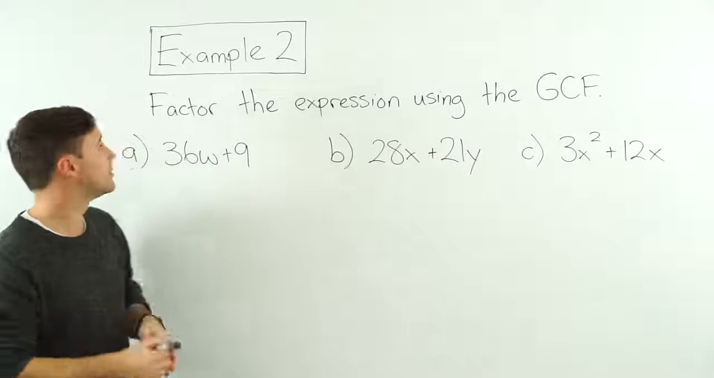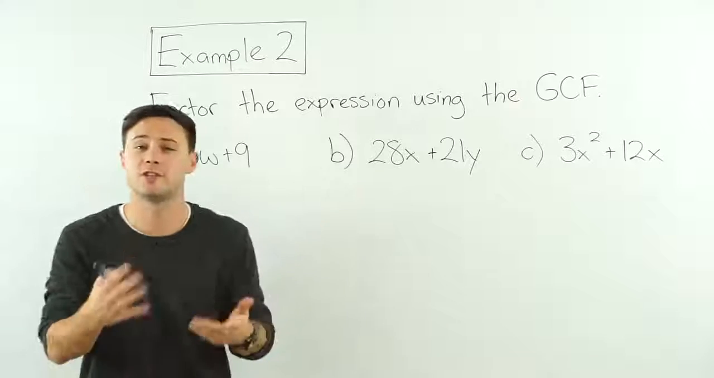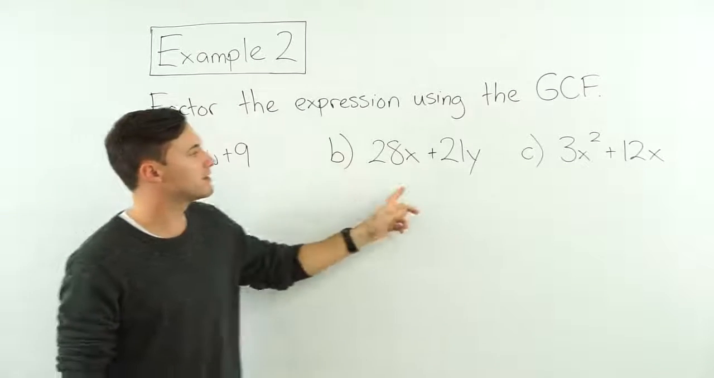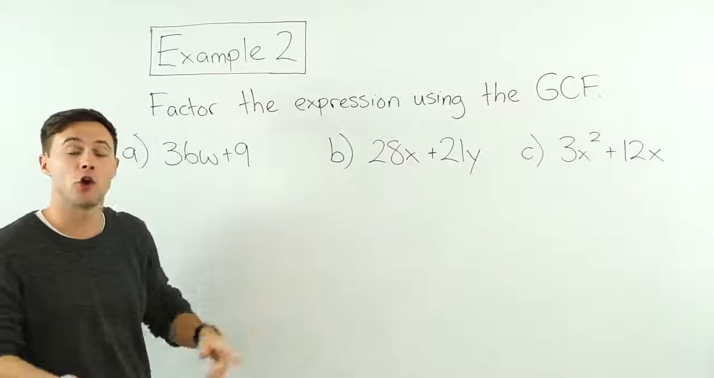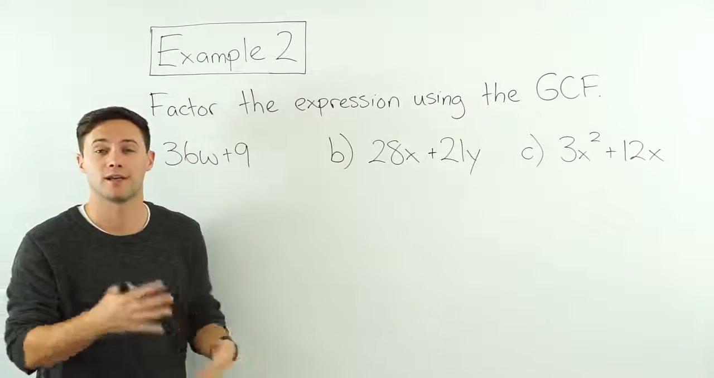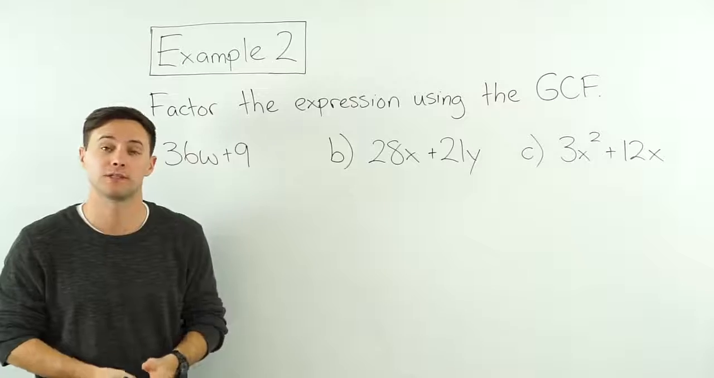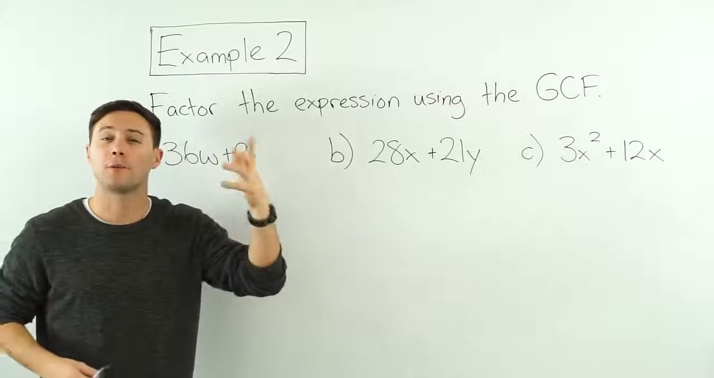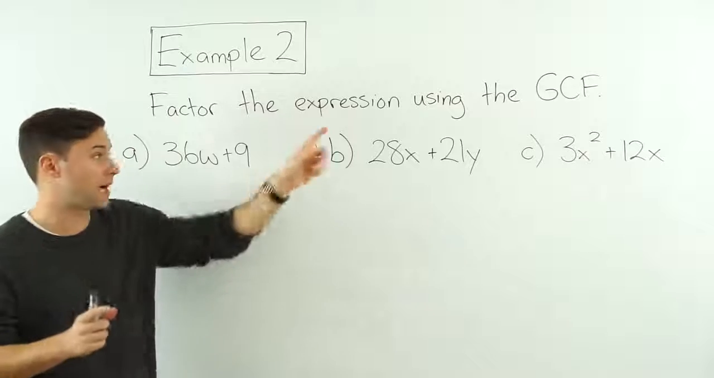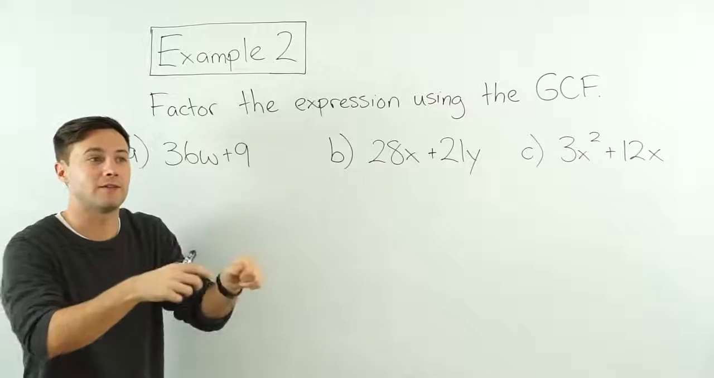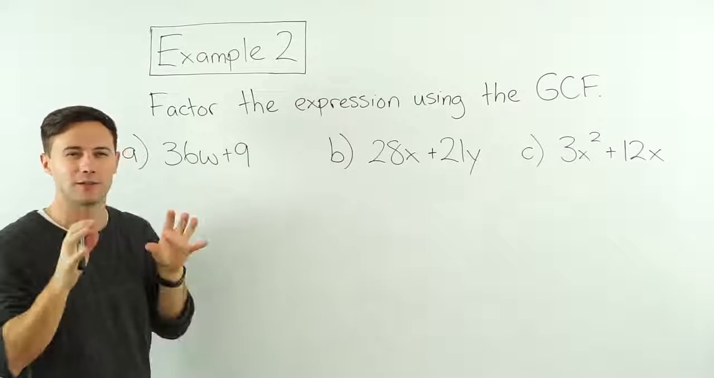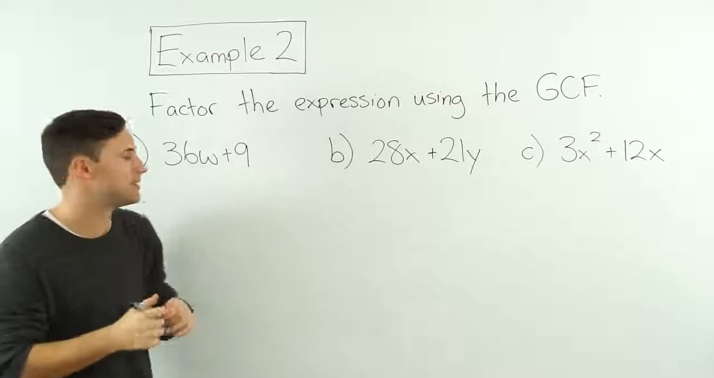All right, here's example 2. Factor the expression using the GCF. So we're still factoring. However, you'll probably notice that these examples are no longer numerical expressions. Now we're using algebraic expressions. But we do the exact same thing. We're looking for those common factors, and specifically the greatest common factor that we can factor out of the expression or divide out, and then we make those parentheses.